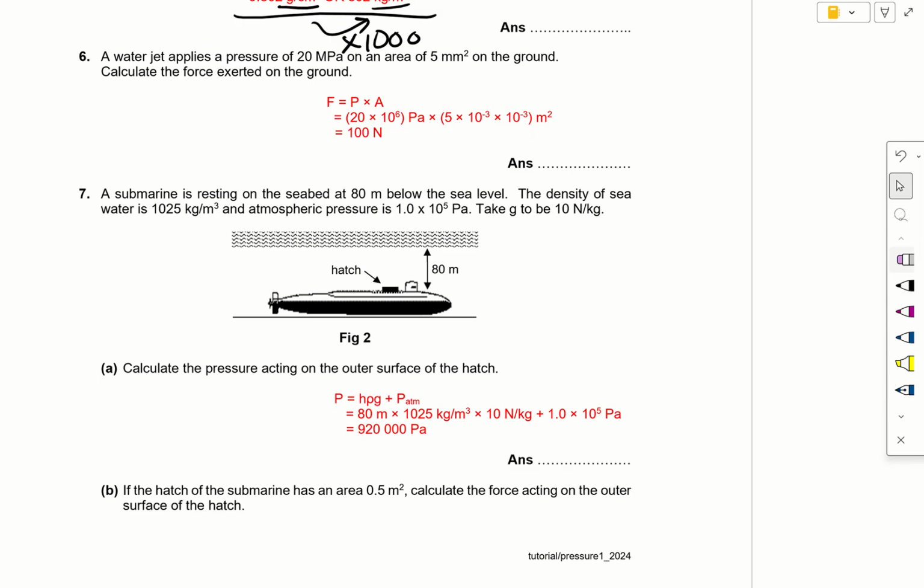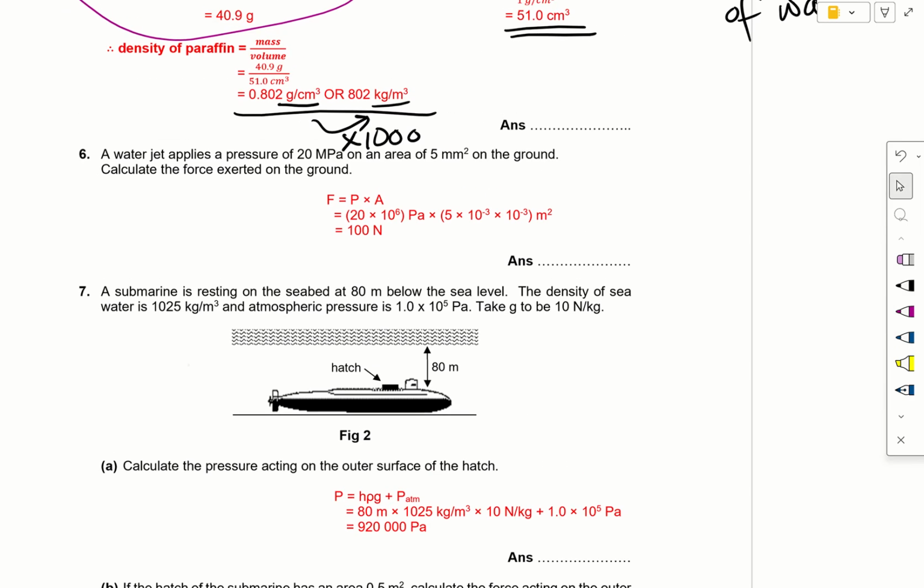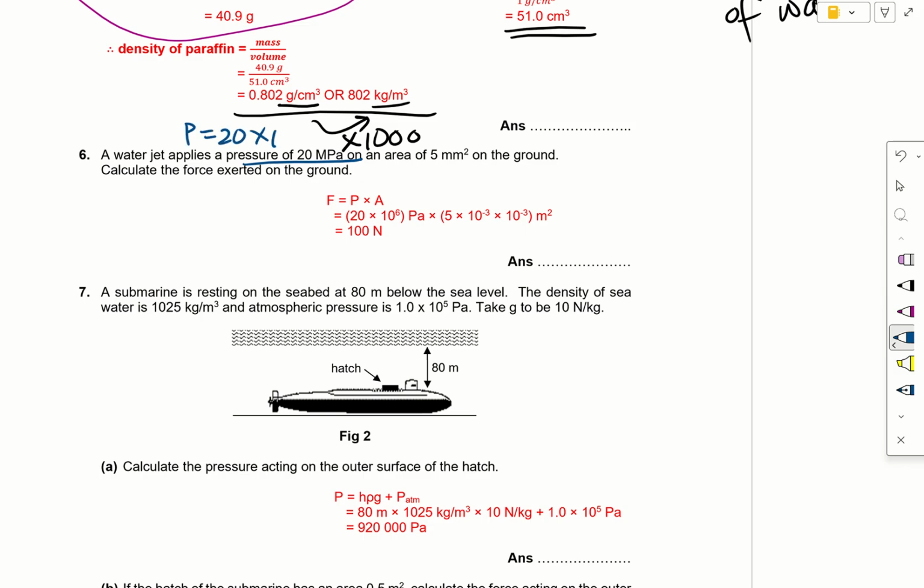Now we go into the pressure part. A water jet applies a pressure of 20 megapascal, which is P equals 20. Mega is 10 to the power of 6 Pascal, and Pascal is the SI unit for pressure, on an area of 5 mm square. This is the area, but the trick here is that the area is not in SI unit. Although pressure is in SI unit, area is not, so we have to convert the area to SI unit. The area is 5 mm square.